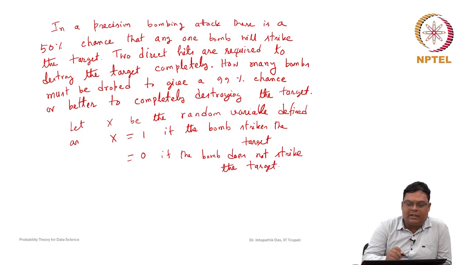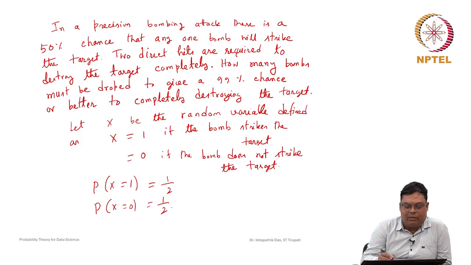Then as per the given information, in a precision bombing attack, there is a 50% chance that any one bomb will strike the target. The probability that x is equal to 1, if you throw the bomb and it strikes, is 1 by 2. Similarly, the probability of x equal to 0 is 50 by 100, which is 1 by 2, that is 1 minus 1 by 2.